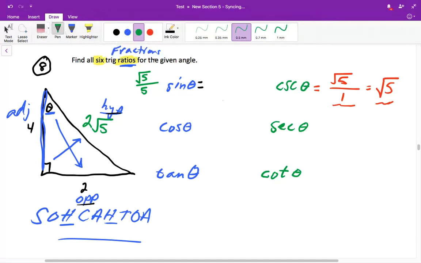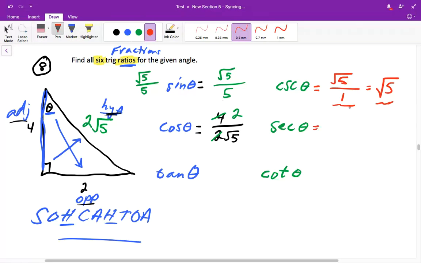And our final answer for this sine is square root of 5 over 5. If you have anything else, that means it's not fully simplified, and all fractions need to be simplified. All right, our cosine is going to be adjacent over hypotenuse. So it will now be 4 over 2 times the square root of 5. Same thing as before, reduce, so now we're left with 2. Before we try to rationalize, flip it.